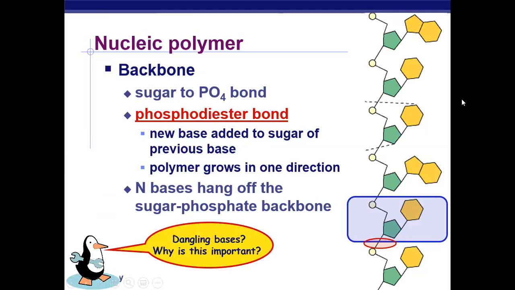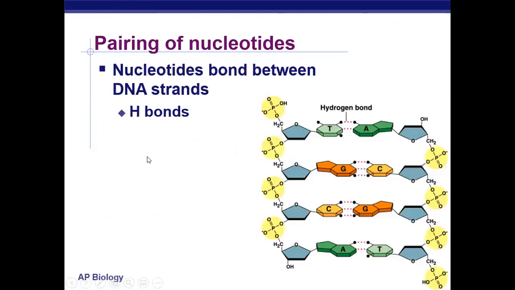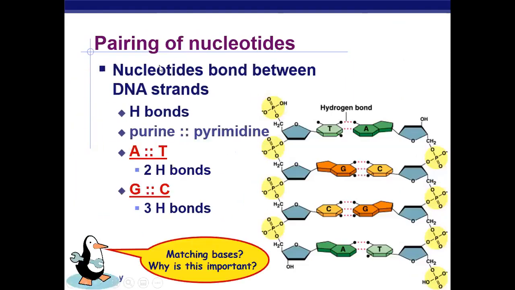Dangling bases allow for bonding of the other bases. There we go. Nucleotides bond between the DNA strand. If you are adenine and thymine, you have 2 hydrogen bonds. If you are guanine and cytosine, you have 3 hydrogen bonds.